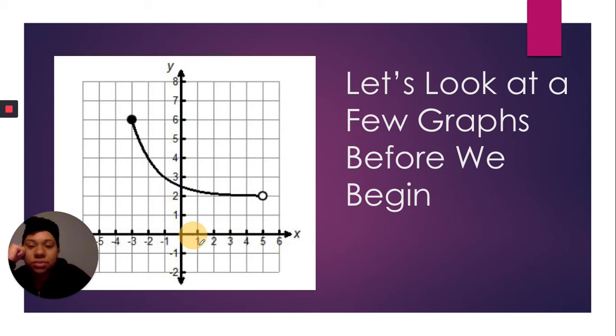Pause the video, try this one. Domain and range. My domain, leftmost point is -3, rightmost point is 5. This is equal to because of a closed circle. This is not equal to. So I would write it as -3 is less than or equal to x is less than 5. Range, my lowest point is 2, and my highest point is 6. So this would be 2 is less than y is less than or equal to 6.